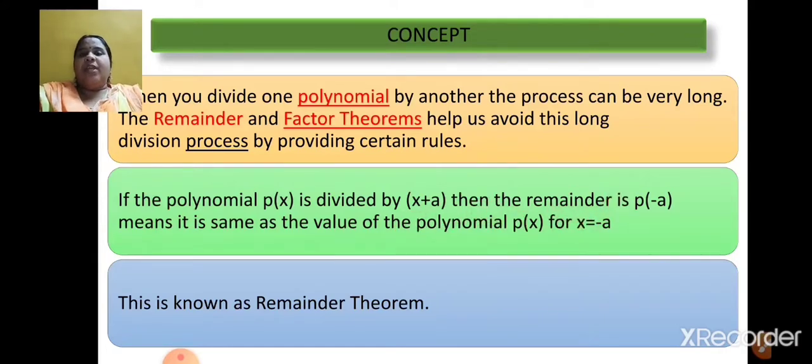Value of polynomial, factor theorem, remainder theorem, all are interrelated. So it is very important that you first understand the concept of value of polynomial, which we have already done. Once you know that, you will understand that when you substitute its value, if it is x plus a, you will substitute x as minus a. If it is x minus a, you will substitute x as plus a. These are the two very important things to understand.